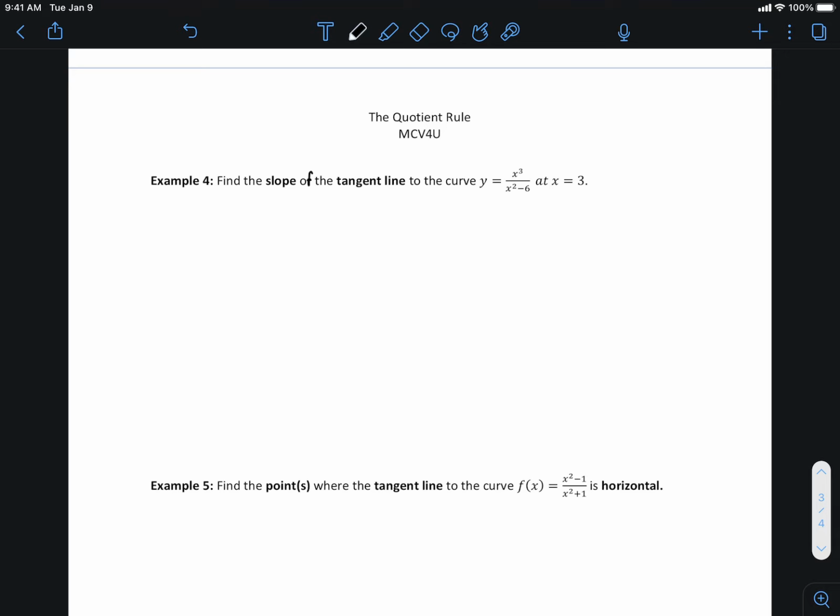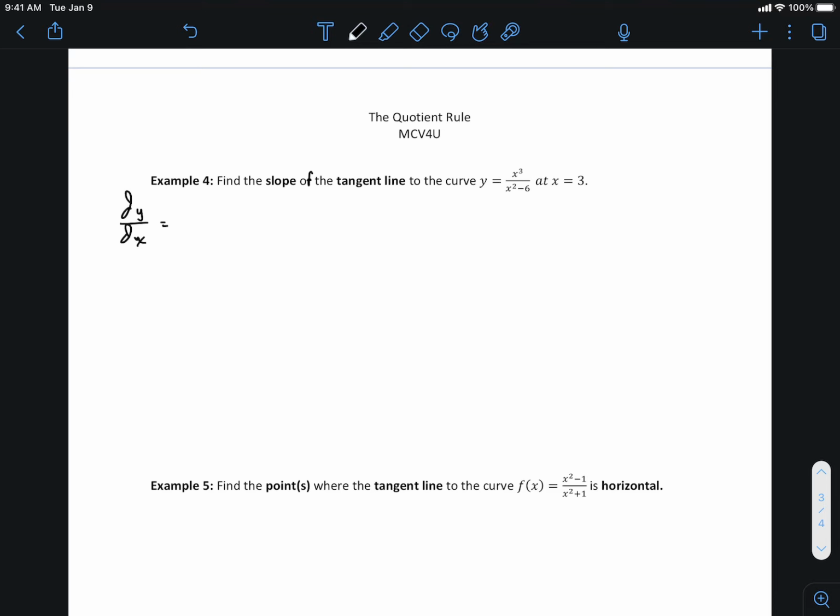We're going to find the slope of the tangent line to the curve of this function, right? So I see a quotient, a function divided by a function, so I know I'm applying quotient rule. And then I can find exactly what the slope is when x equals 3 on this curve. First things first, we're going to find dy by dx.